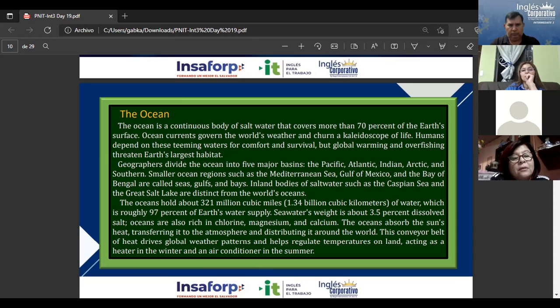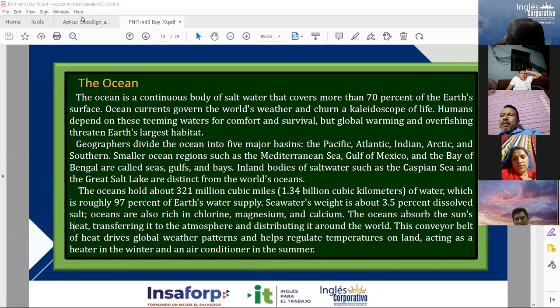The ocean holds about 321 million cubic miles, or 1.34 billion cubic kilometers, of water. Currents circulate around the world. This conveyor belt of heat drives global water patterns and helps regulate temperatures on land, acting as a heater in the winter and the air conditioner in the summer.